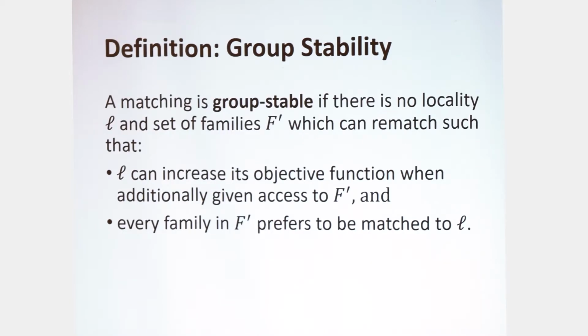Okay. So here is a definition of group stability. A matching is group stable if there is no pair of locality L and a set of families F prime, which can rematch such that L can increase the linear objective function when additionally given access to the set of families F prime. And the set of families F prime have the property that every family in F prime prefers to be matched to L.